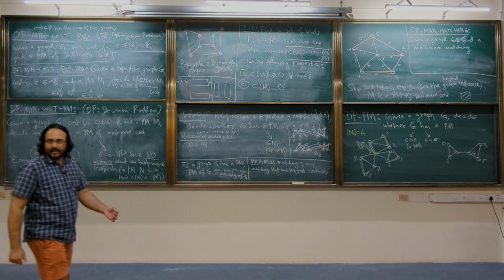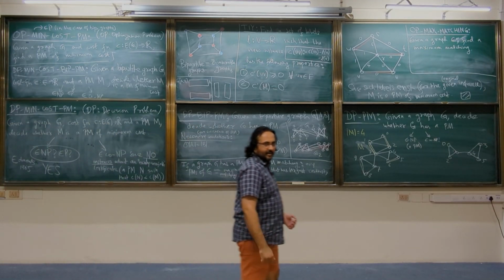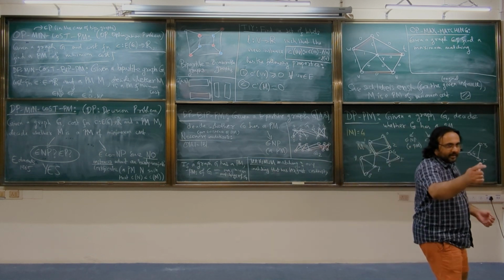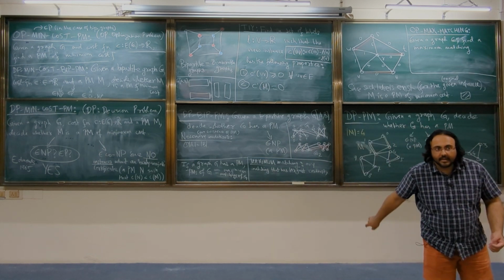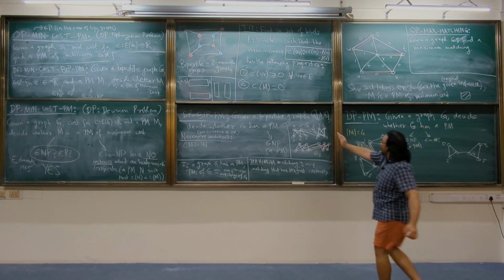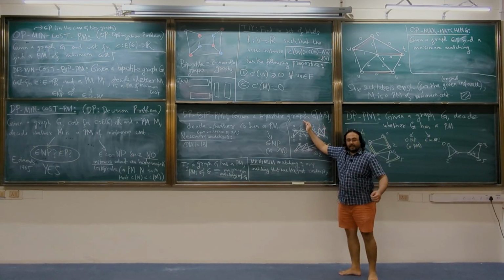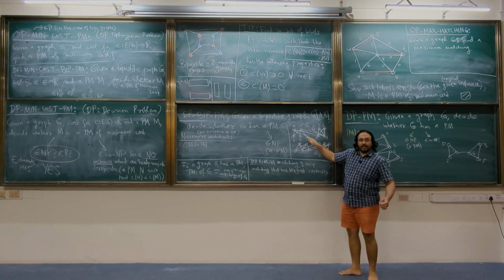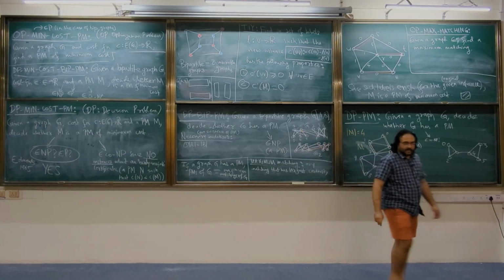Okay, somebody else has a hand raised. Yeah, go ahead. In G1, if you look at the left part, 5, 6, and 7, all three of them are connected to 0 and 1. 0 and 1. Right. Right. Okay.